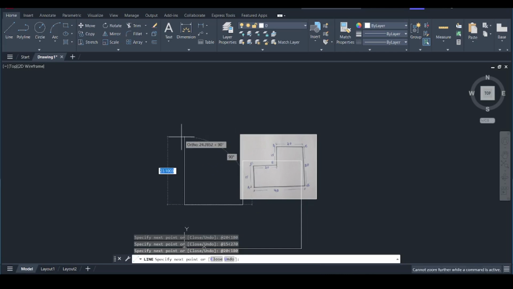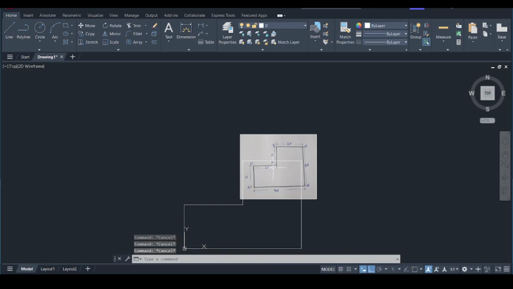And now for closing the figure, we can do this by many methods. We can do this by just writing 0 comma 0, or we can type close, or we can do this by the polar coordinate system: the distance is 15 and the less than symbol. After that we have to type its angle, 270, then press enter. So your figure has been drawn.